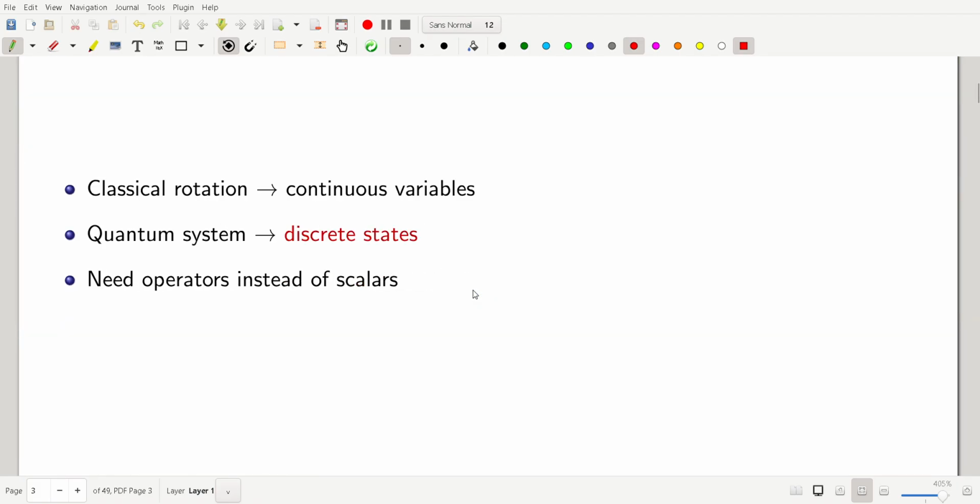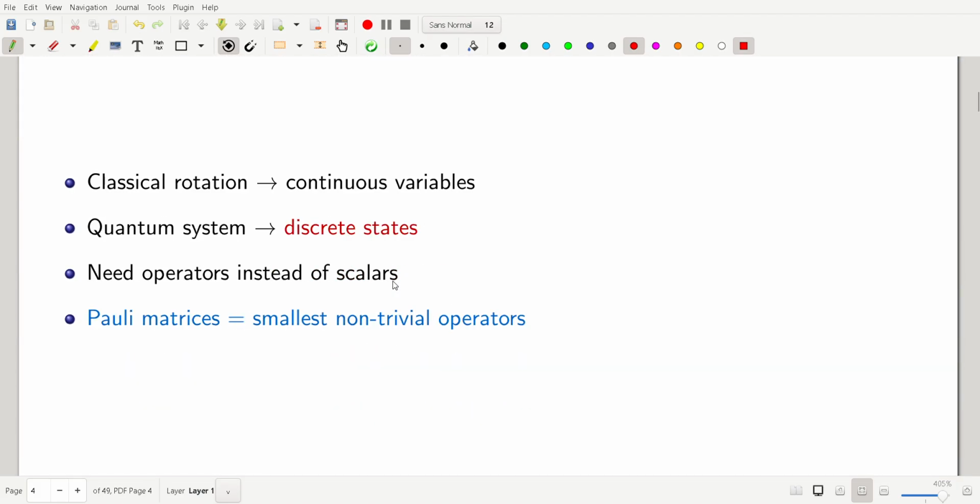Since discrete states are involved in a quantum system, we require operators instead of scalars. Basically, the Pauli matrix is equivalent to the smallest non-trivial operators.